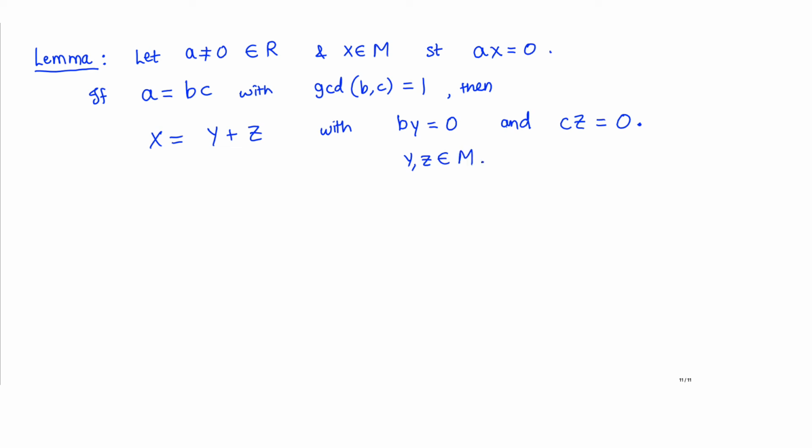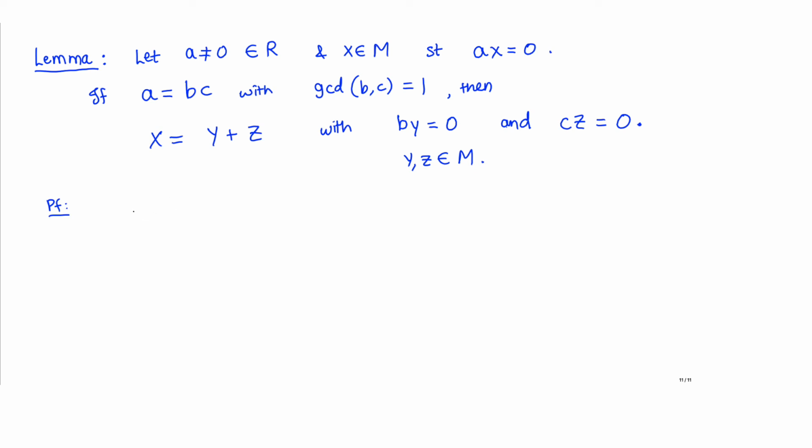Okay, so what is this proposition? It's an interesting statement. It says that if X is annihilated by A and A can be split into two pieces, well, split now means as a product of two relatively prime elements of the ring, then the element X can also be written as a sum of two elements Y and Z, where Y is killed by one part of A, that is by B, and Z is killed by C. Okay, so it's an interesting little statement and the proof is rather simple.